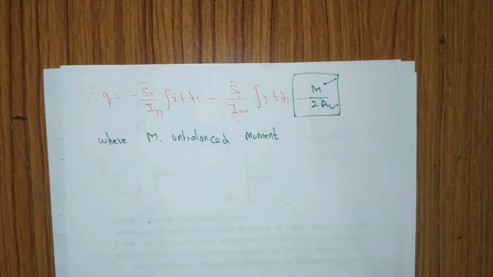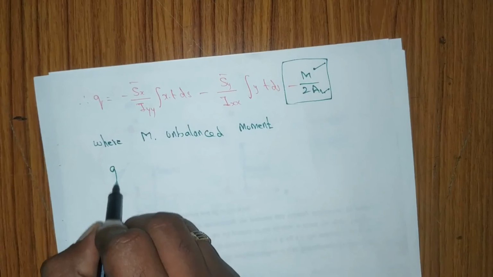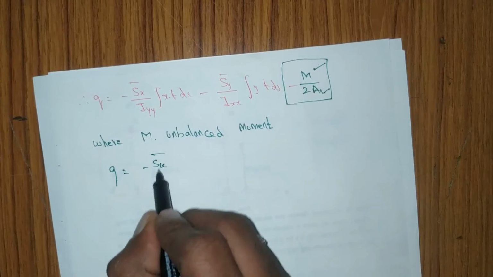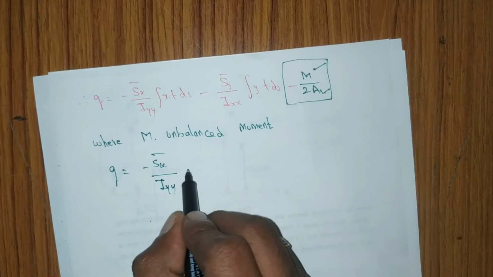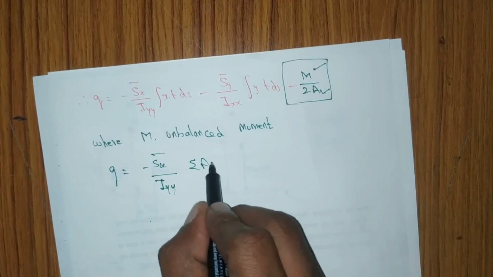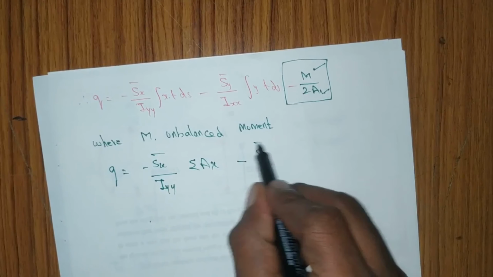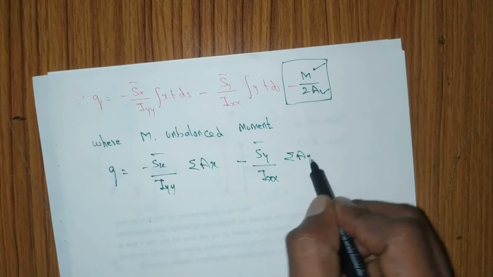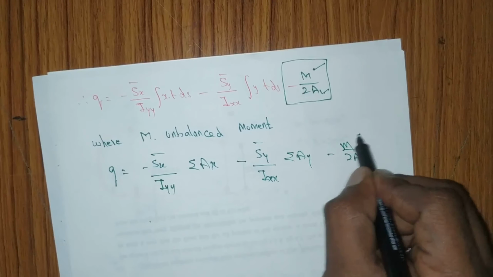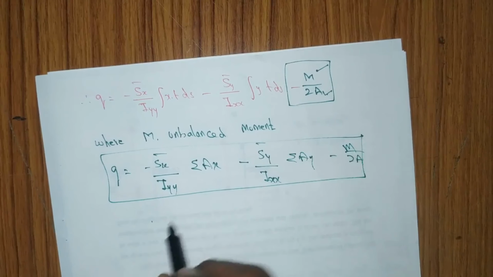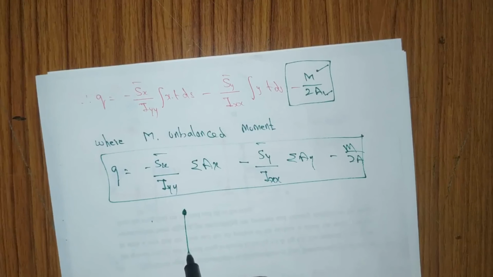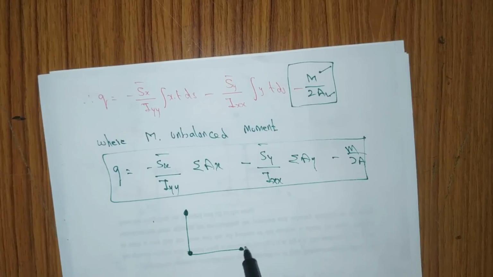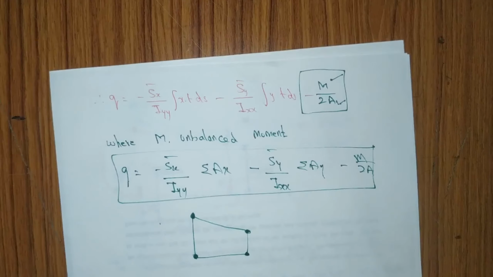Right? If it is a boomed structure, we can also write this as Q equals minus Sx bar divided by Iyy, that is summation of Ax, minus Sy bar by Ixx, that is summation of Ay, minus m by 2a. This is for boom structure. If you use a boom closed structure, you have to use this summation of Ax, right? We already saw this in the open section itself.